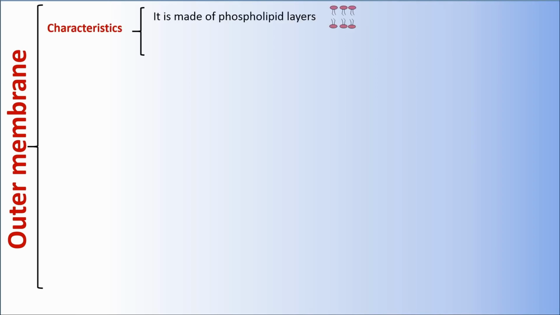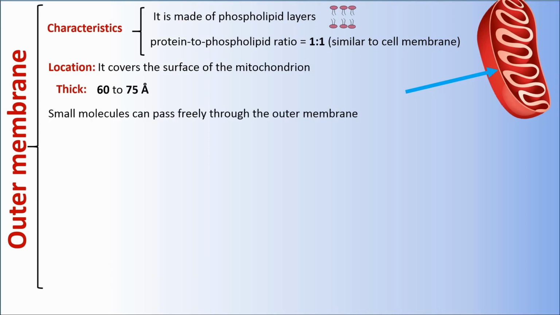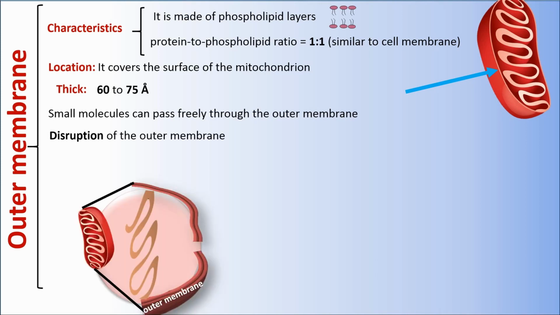Outer membrane. It's made of phospholipid layers. Protein to phospholipid ratio is 1:1, which is similar to the cell membrane. The outer membrane covers the surface of the mitochondrion. Its thickness is 60 to 75 angstroms. Small molecules can pass freely through the outer membrane.